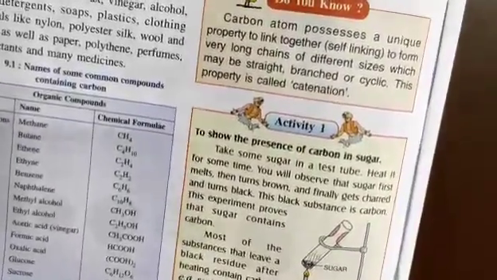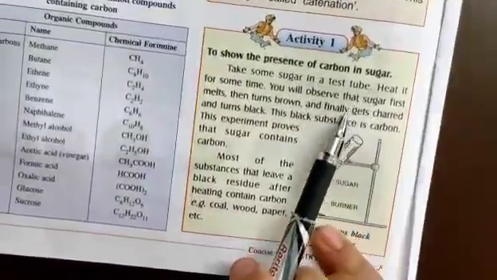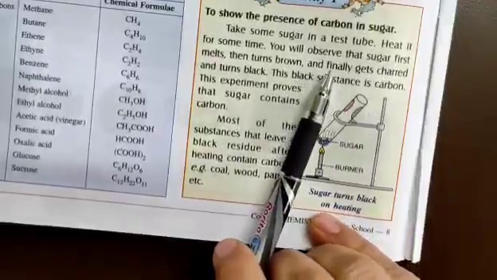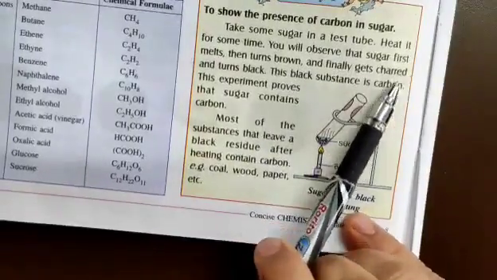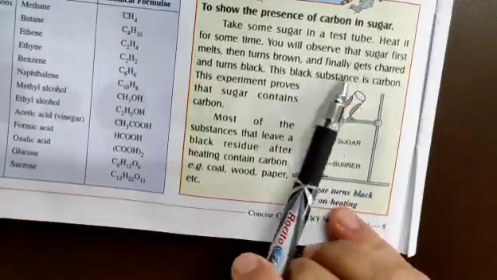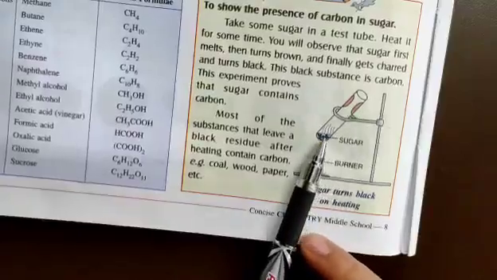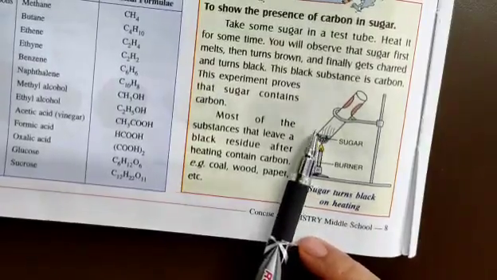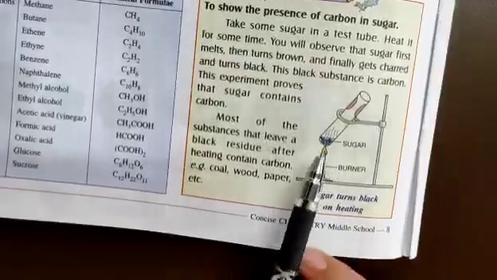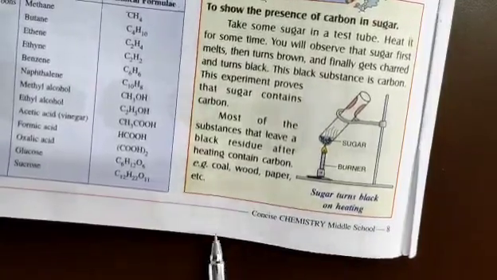Now here we can show the presence of carbon in sugar. We will take some sugar in a test tube and heat it for some time. After some time we will observe that first the sugar will melt and then it will turn brown, and finally it will turn black. This black substance is called carbon. So this experimentally proves that sugar contains carbon. Most substances that leave a black residue after heating contain carbon, like coal.